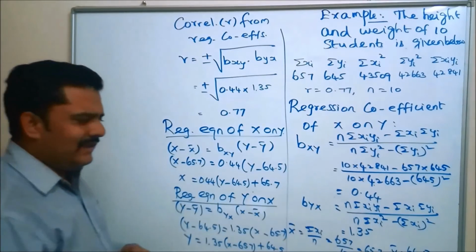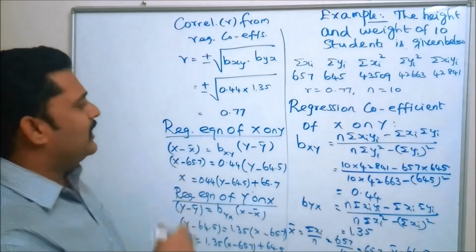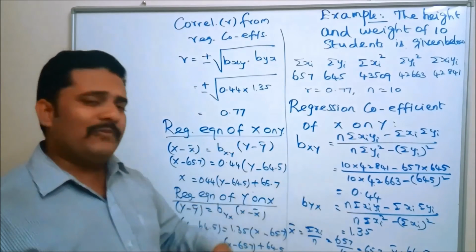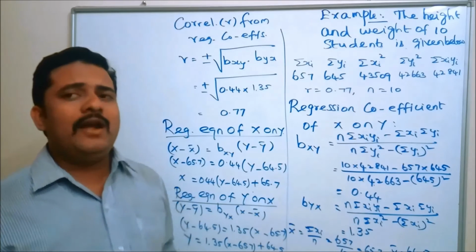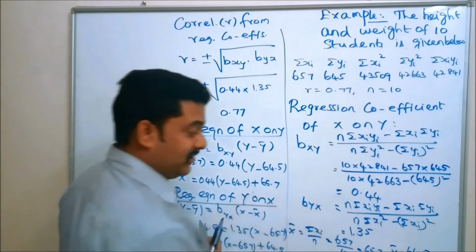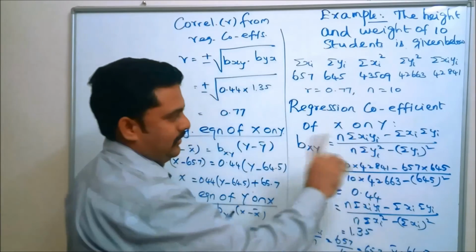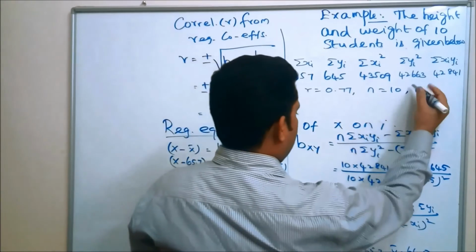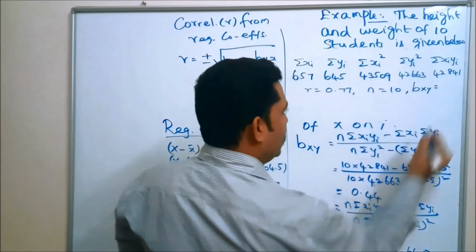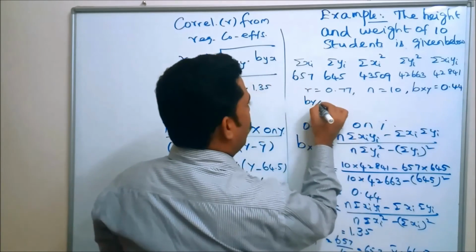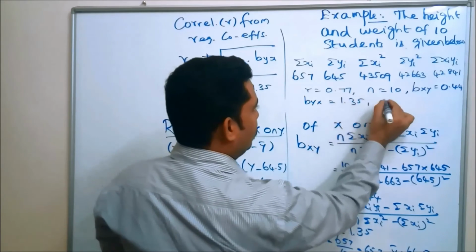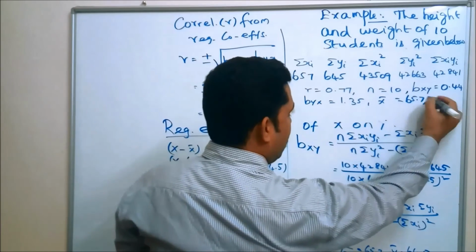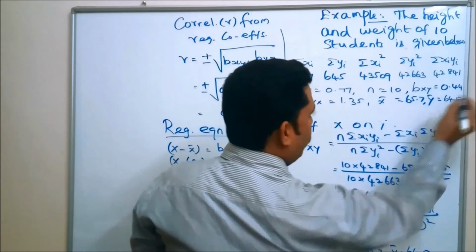Okay, so let's continue with the same regression equations. Let's find the value: if we are given the value of x, how to find y, and if we are given the value of y, how to find x. That is, predict the value of x. So these are the regression equations and everything. Just write the value of bxy, this is 0.44, and byx is equal to 1.35, and x bar is equal to 65.7, and y bar is equal to 64.5.